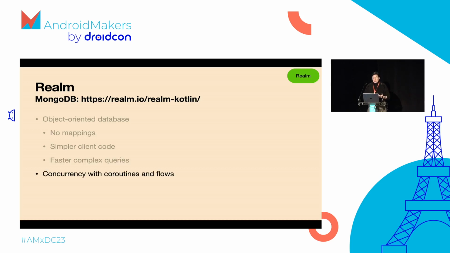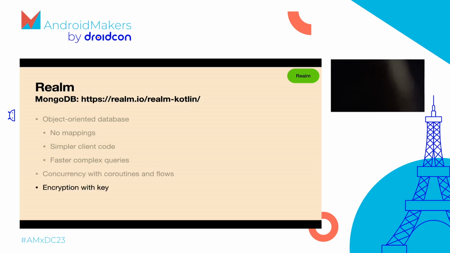Now, Realm supports multiple languages and multiple platforms. And the Kotlin Multiplatform SDK that they provide actually allows you to write beautifully idiomatic Kotlin code that works with coroutines and flows.